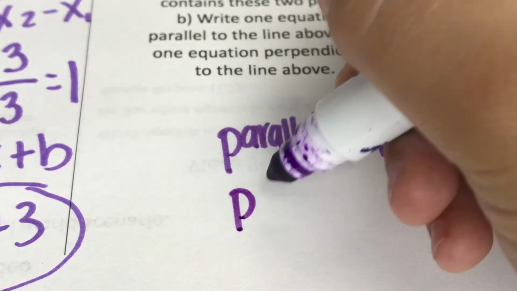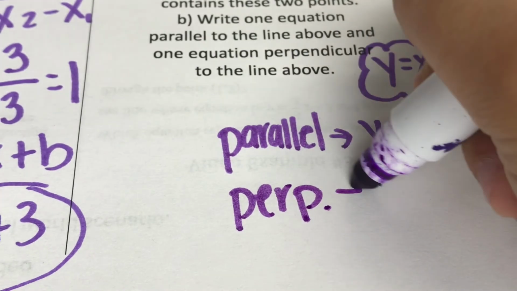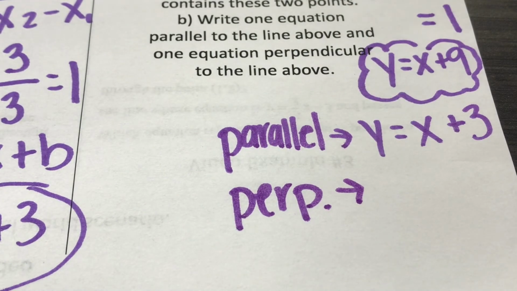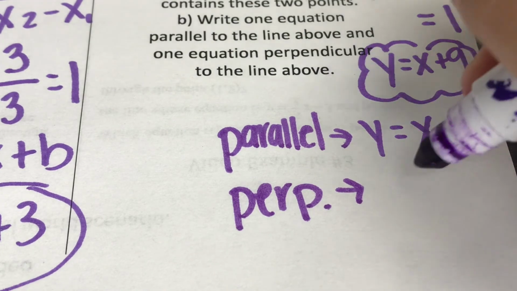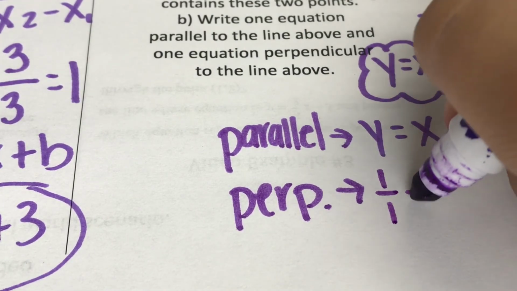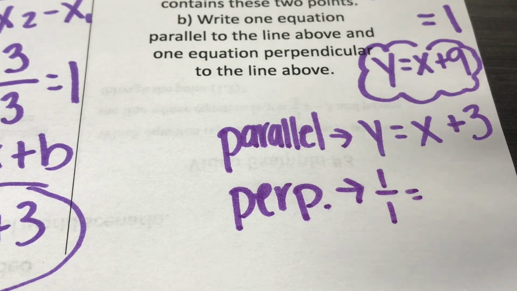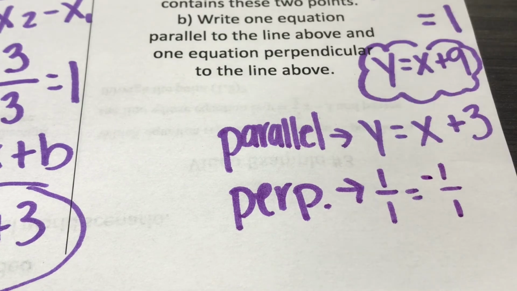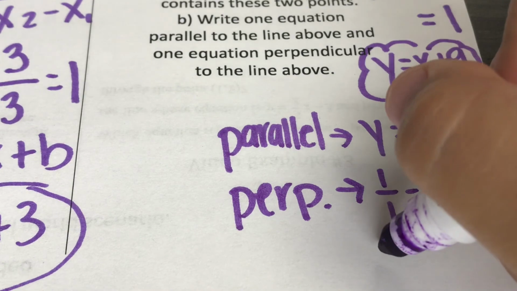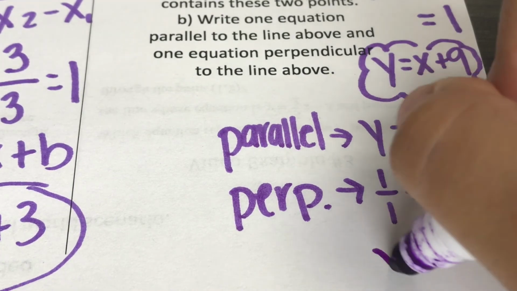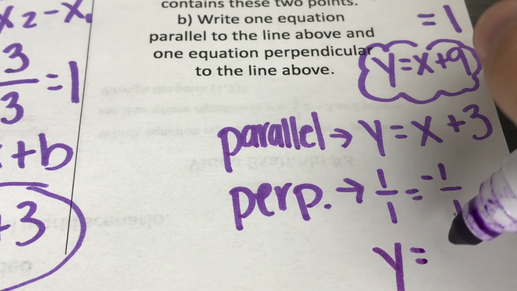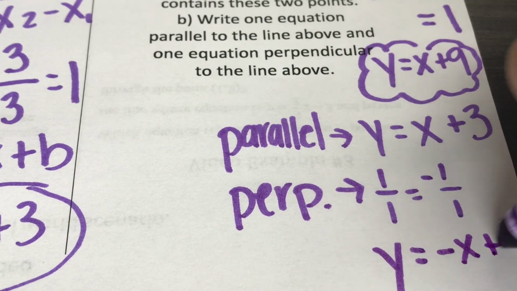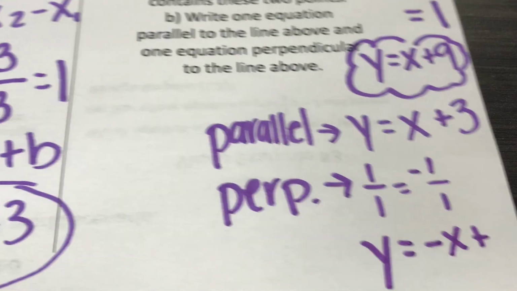Let's make the perpendicular. Remember, perpendicular lines have negative reciprocals. We have 1 over 1 as our slope right now. So if you flip 1 over 1, it stays 1 over 1, but it just becomes negative 1 over 1, that negative reciprocal. So our perpendicular line is y equals negative x plus, and you can pick your number here. Let's make it 5.